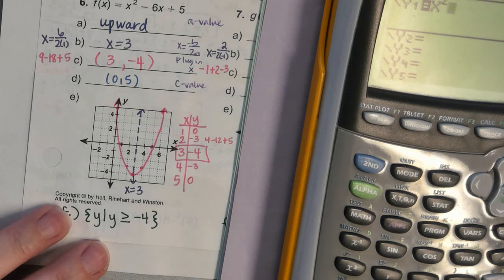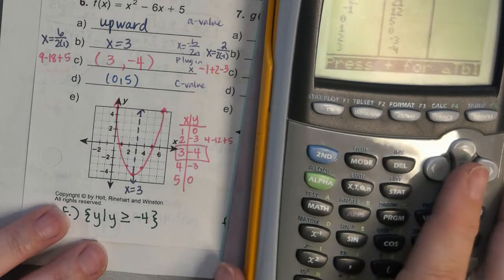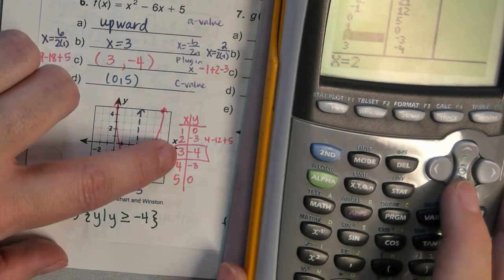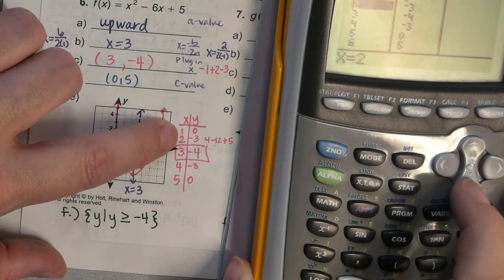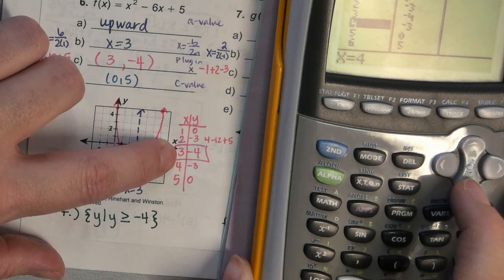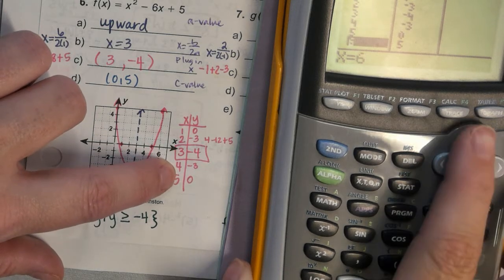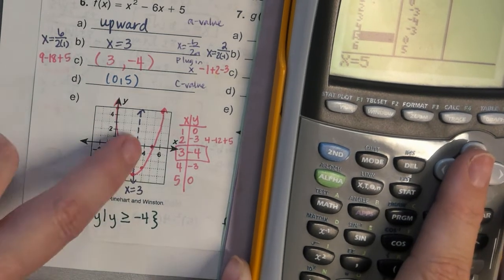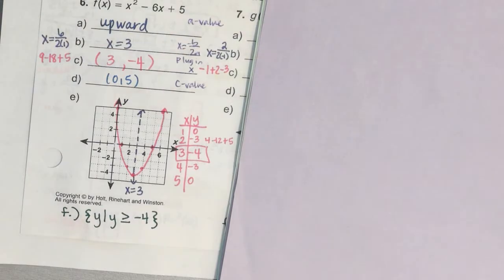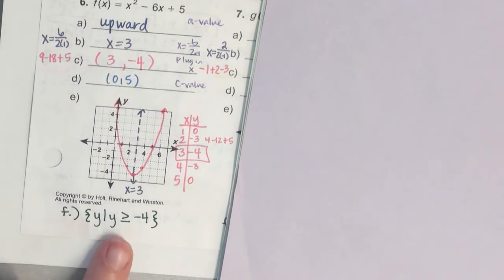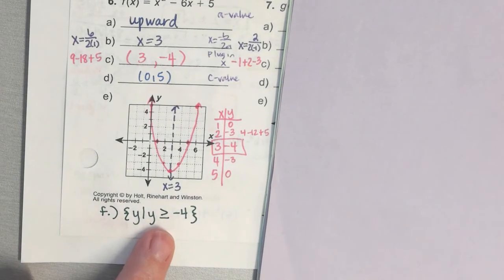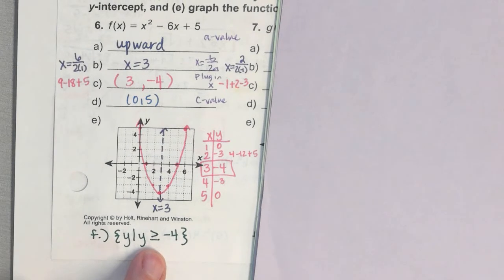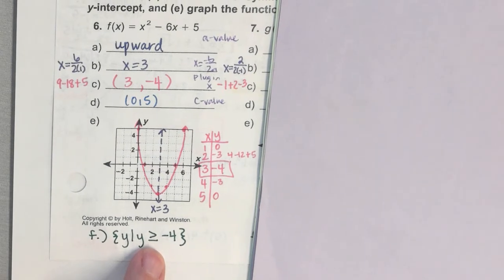x squared minus 6x plus 5. Okay, so if I go to my table, I'm going to go to 3 because that's right in the middle. And then I can go 1, 0, 2, negative 3, 3, negative 4, 4, negative 3, 5, 0. Okay, so plot those, put your axis of symmetry, and then your part F, your range, I have down here. This is going to be y such that y is greater than or equal to negative 4. Okay, questions for me on number 6?